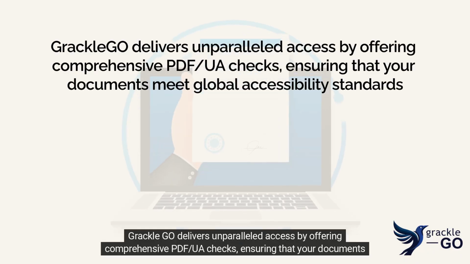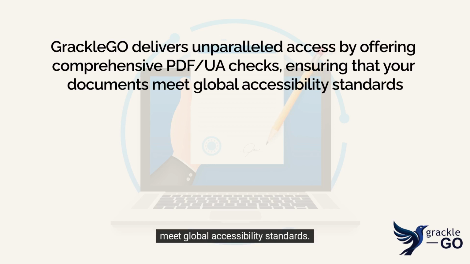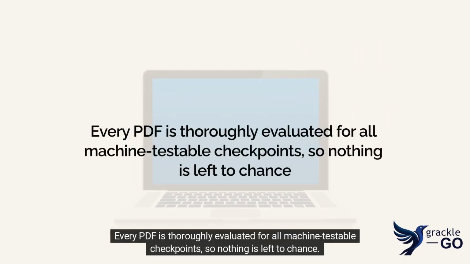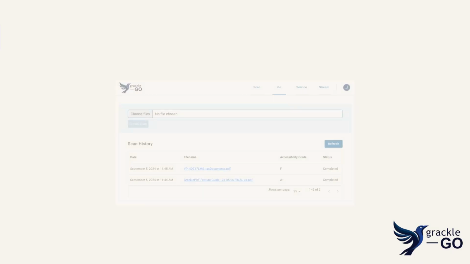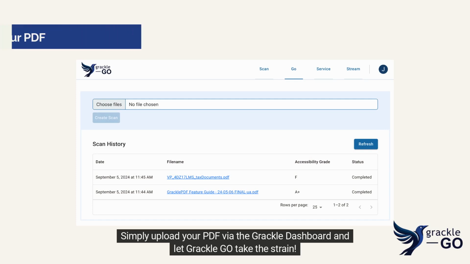Grackle GO delivers unparalleled access by offering comprehensive PDF UA checks, ensuring that your documents meet global accessibility standards. Every PDF is thoroughly evaluated for all machine-testable checkpoints, so nothing is left to chance. Simply upload your PDF via the Grackle dashboard and let Grackle GO take the strain.